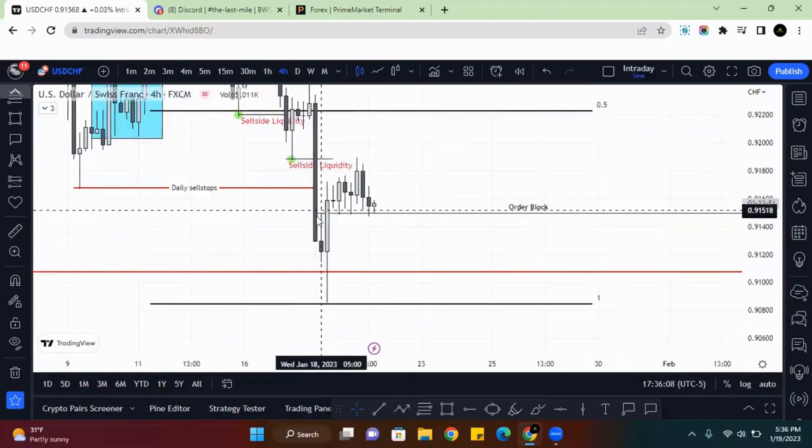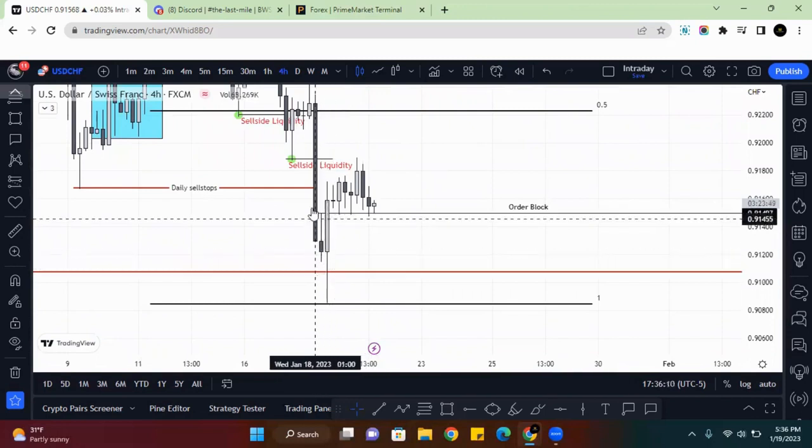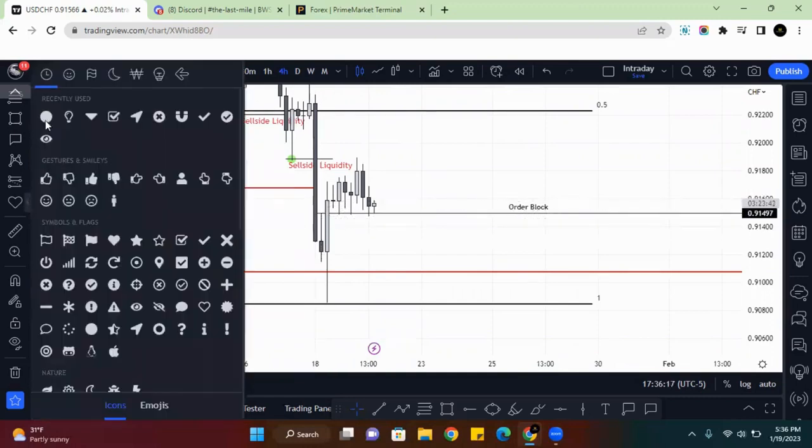You can see that this order block is being respected at the open, or my bad, at the close, because this would be the open. Yeah, at the top of this bullish candle here.